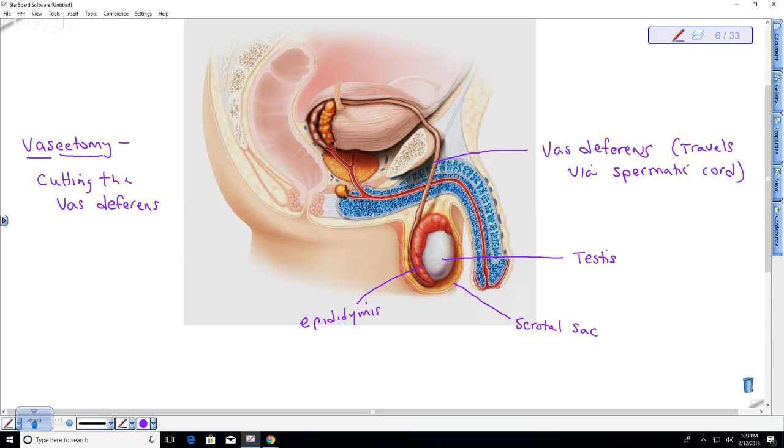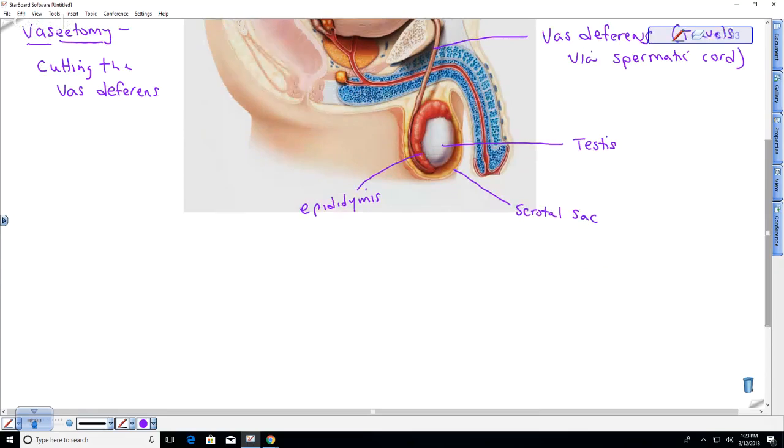Okay, so that would be a form of sterilization, right? So that you couldn't reproduce. Sometimes it doesn't work though. Sometimes it automatically kind of comes back together. So it doesn't have a 100% effective rate, but it's pretty close. Okay, so let's look at the glands. So we have what are called accessory glands.